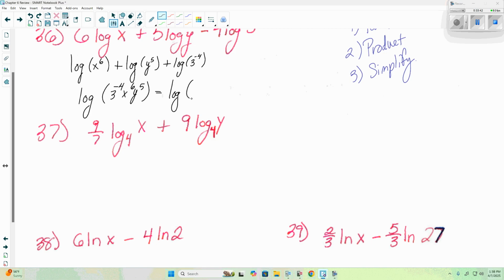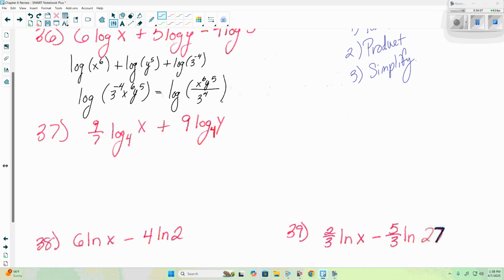And the last step is to simplify. X to the 6th is fine. Y to the 5th is fine. But that 3 being to the negative 4th power, we need that negative 4th power to be positive. Well, the only way to make that power positive is to move it from the top of the fraction to the bottom.